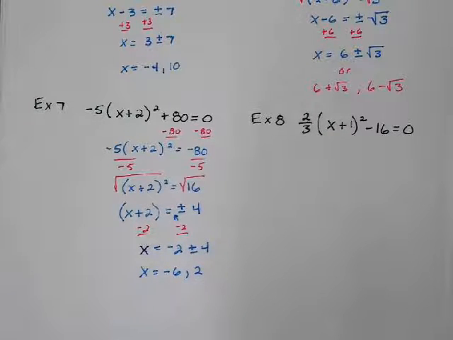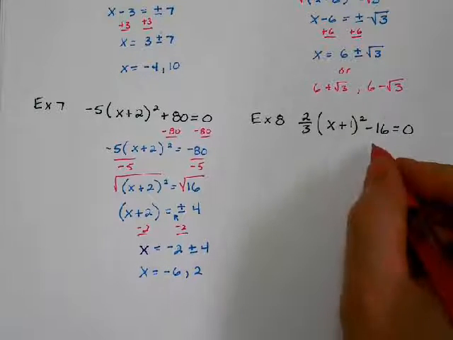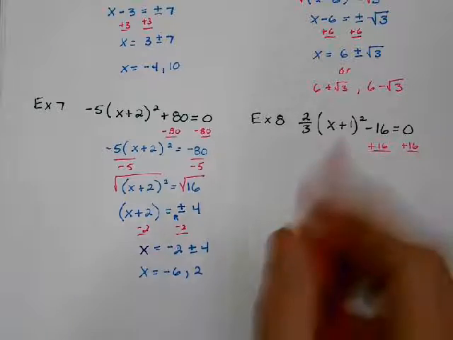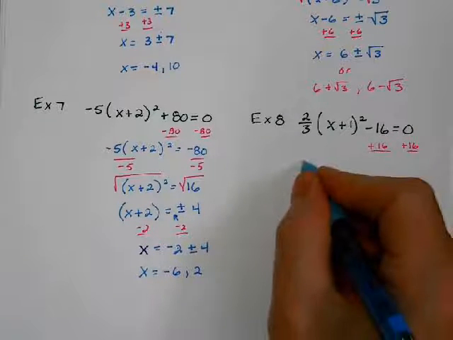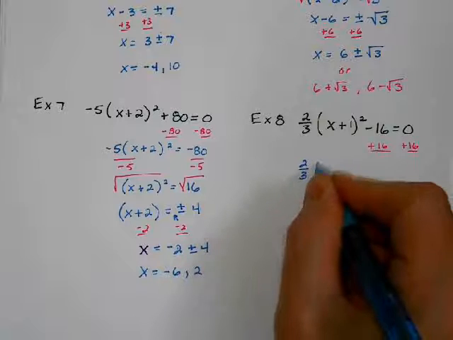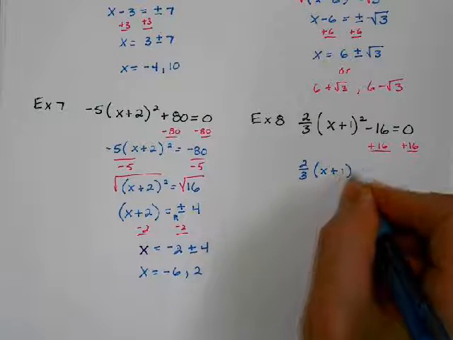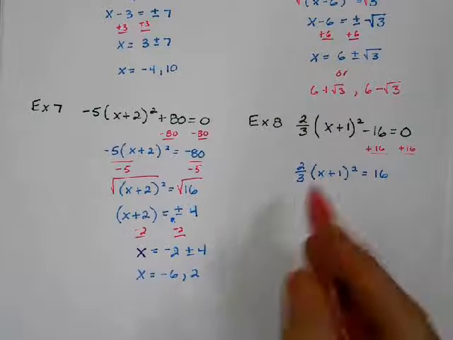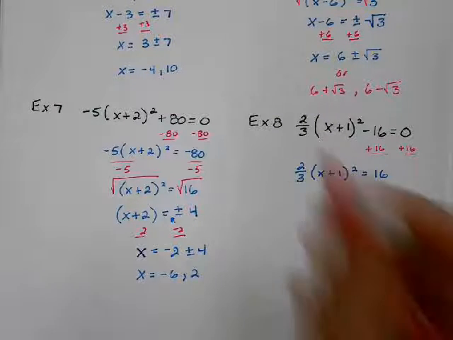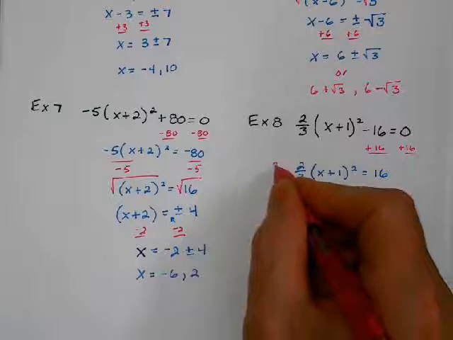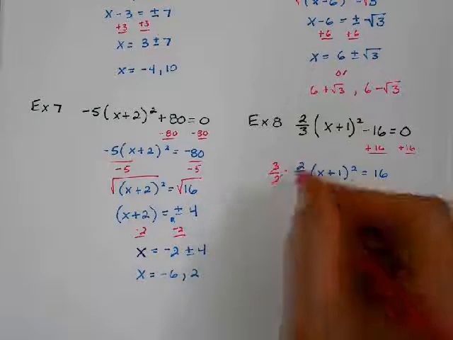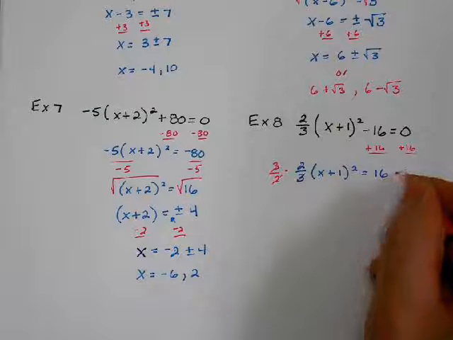Okay, over here I'm going to add 16 to both sides. So that leaves me with 2/3 times (x plus 1) squared equals 16. Okay, I want to get rid of this 2/3. So the best way to do it is to multiply by 3/2 because the 3 and the 3 reduce and the 2 and the 2 reduce. So I'm going to multiply this side by 3/2.